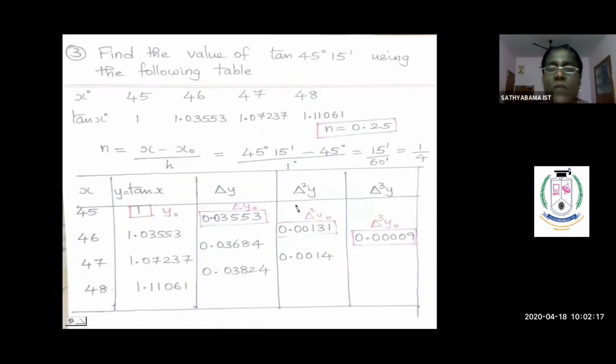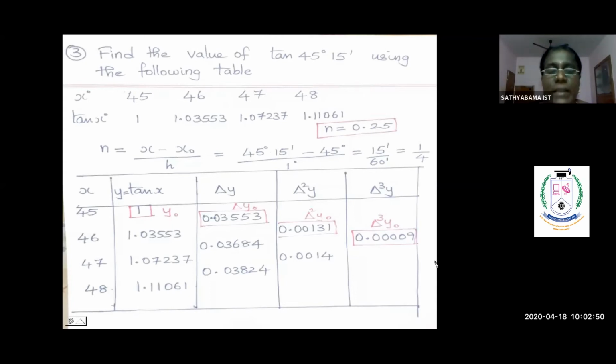Okay, so now we'll go for the third problem, which is again a different case. So you see here x entries and tan x entries are given. So what is y here? y is tan x. That is, f of x is tan x. So he has given 4 entries under x, 45 degrees, 46 degrees, 47 degrees and 48, and the corresponding tan x values are also given. And what I need to calculate is tan 45 degrees 15 seconds.